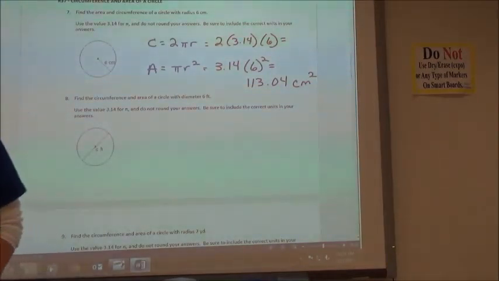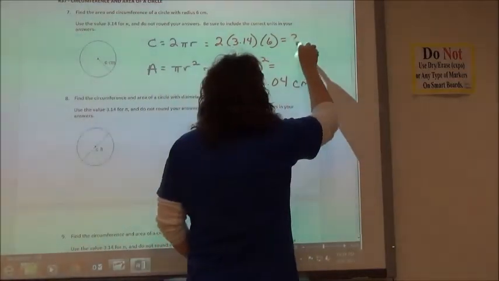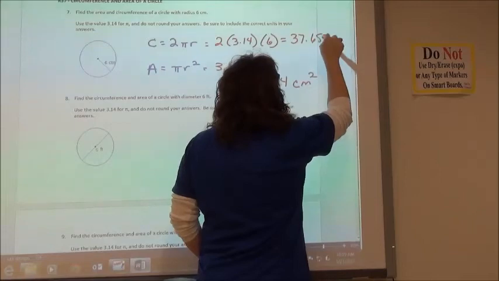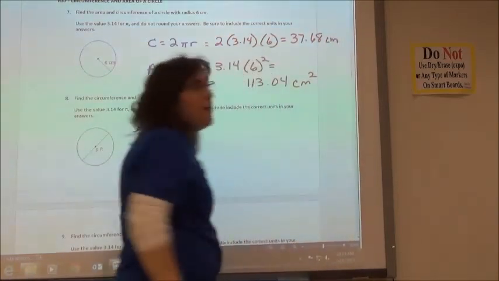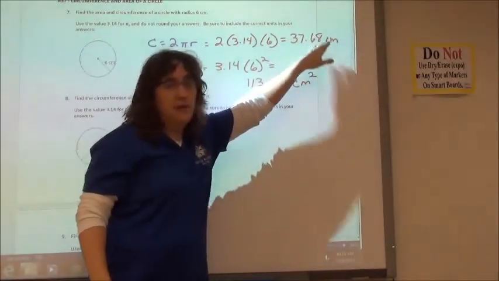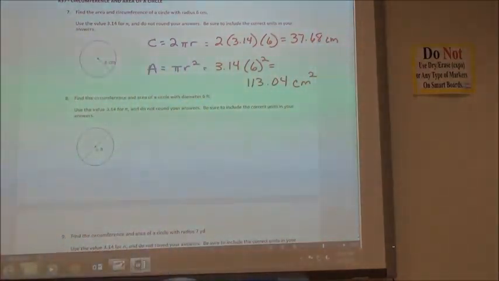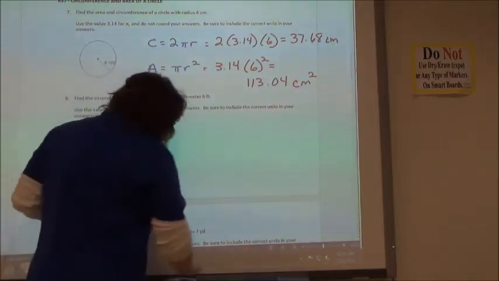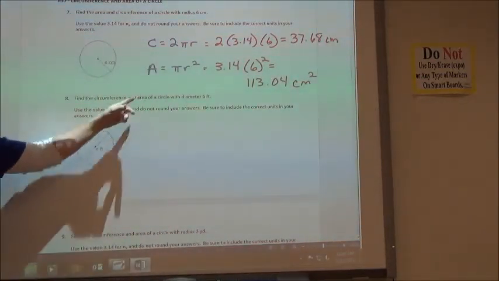That gives 37.68. Circumference is just like perimeter. It means the distance around. So circumference will just have the regular unit on it. And so, 37.68.